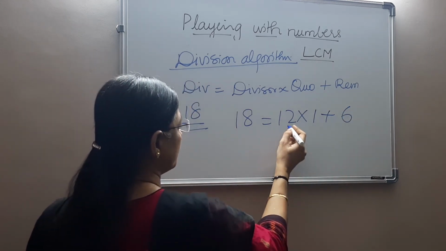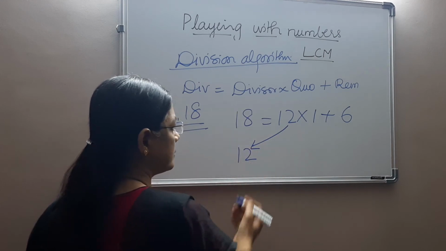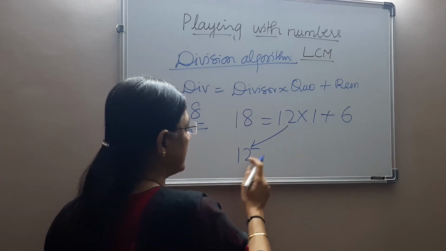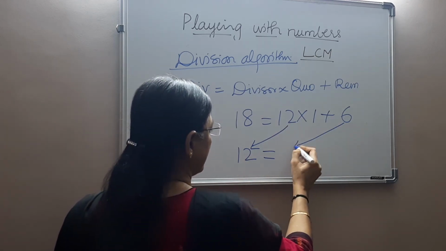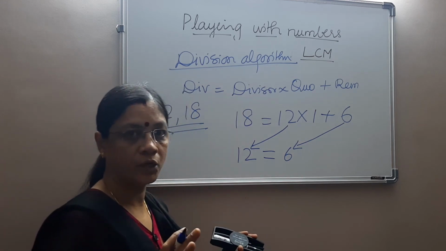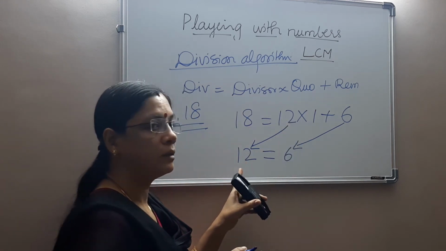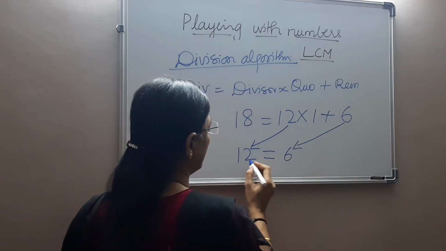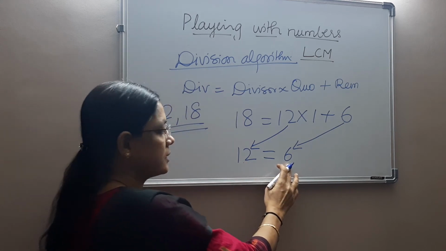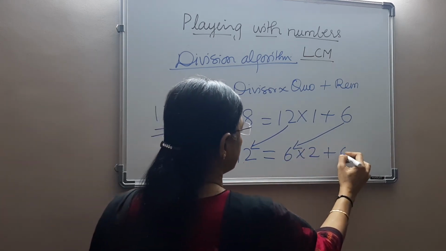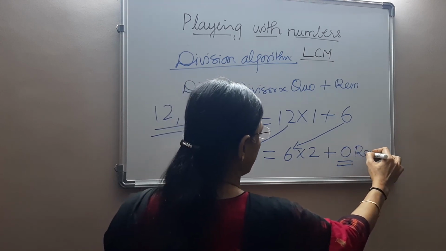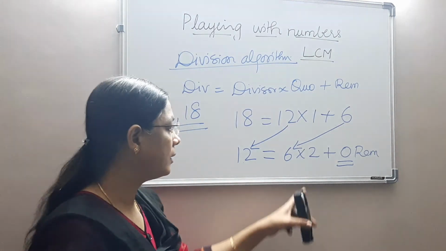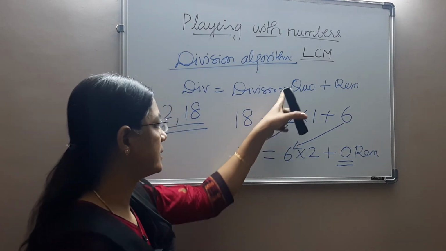Now the next step is to bring the divisor to the dividend's place, because the bigger number comes here, and bring the remainder to the divisor's place. That's all we need to do. Now I should write 12 in terms of 6. So 6 2s are 12 plus 0. See, I get the remainder 0 here. So which divisor is responsible for getting the remainder 0 here? It is 6, because this is the divisor's place.